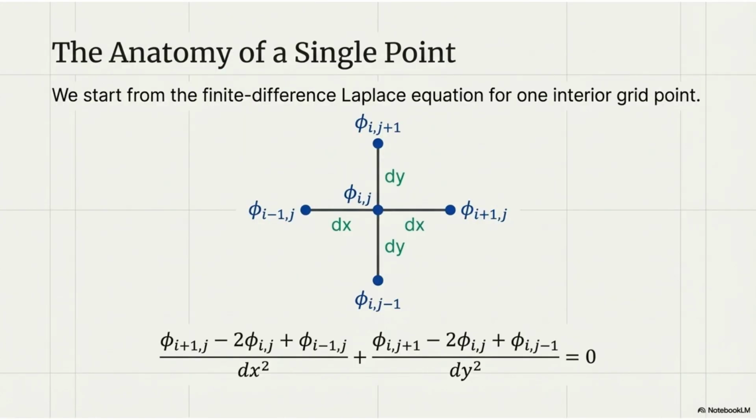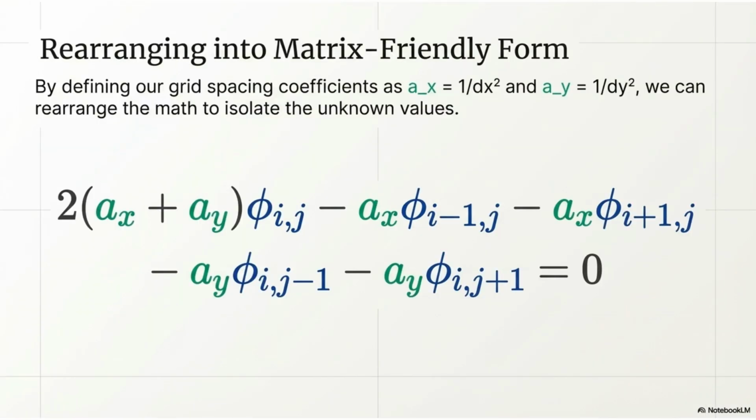Let's examine the anatomy of a single interior point. The finite difference Laplace equation for this point involves its value and the values of its 4 nearest neighbors, separated by dx and dy. By defining the grid spacing coefficients a_x and a_y, we can rearrange the math to isolate the unknown values of phi. This matrix-friendly form groups the coefficients for the central point and its neighbors.